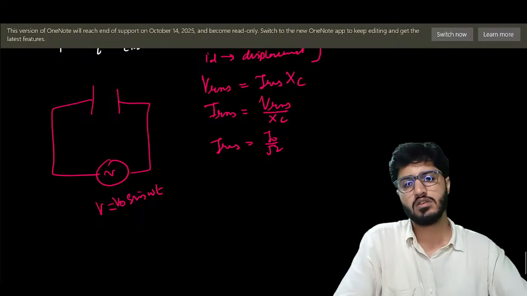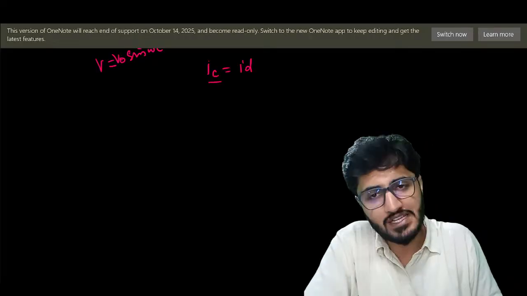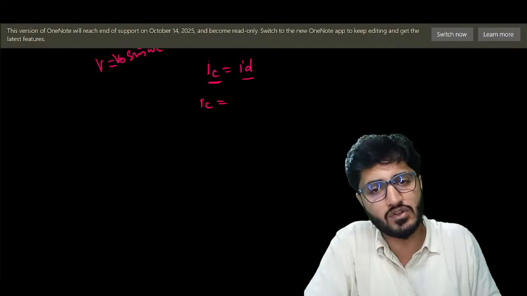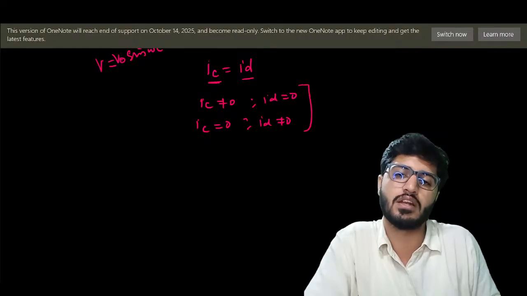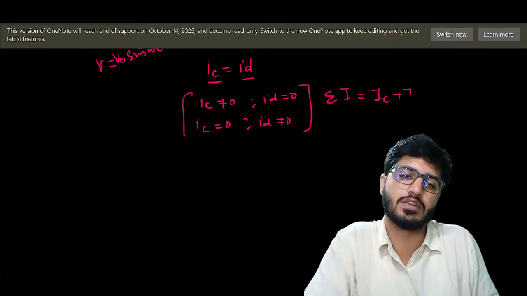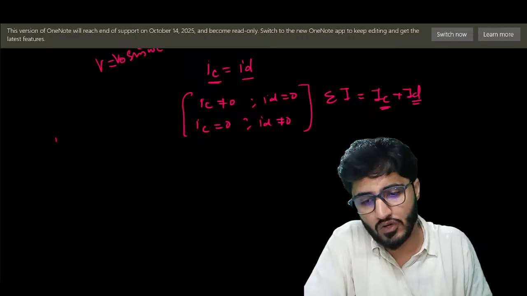So from all these conclusions, we know that IC equals ID. Where IC is present, ID is 0. If IC is not equal to 0, then ID is equal to 0. If IC equals 0, then ID is not equal to 0. So you will write the total current as the summation IC plus ID. Now look, one more time.